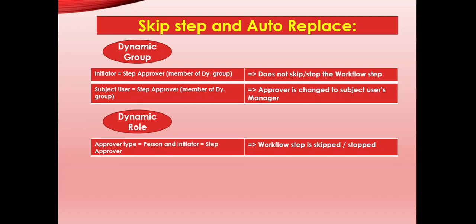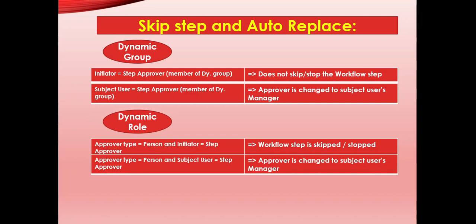So in that case, what will happen? The workflow is skipped or stopped, meaning the workflow will not be raised. You will see the pop-up that the workflow is raised, but basically you cannot find that workflow in the workflow request tool itself. The second point is approver type equals person, meaning a single person is the approver, and the subject user and step approver are the same person. In that case also, the approver is changed automatically to the subject user's manager.